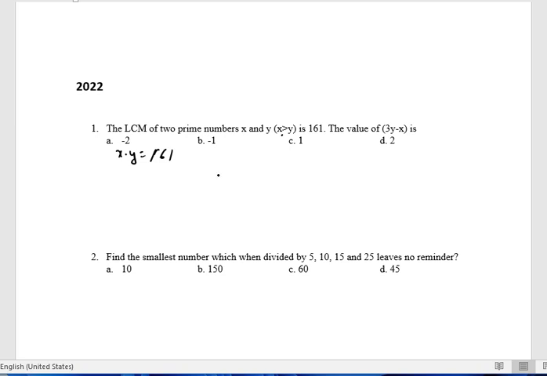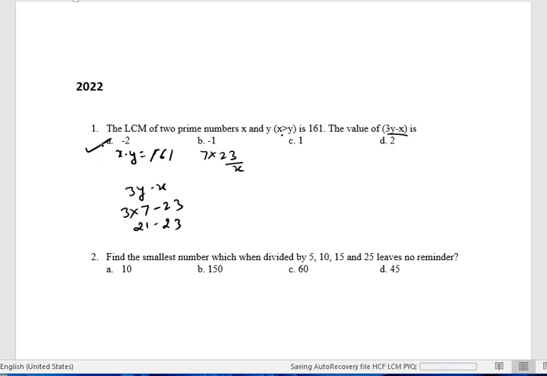How to get this number? 161 can be written as 7 into 23. It goes only in the table of 7. Now, as x is greater, x is 23 while y is 7. So what is mentioned here? 3y minus x. So 3 into 7 minus 23. 3 7s are 21, minus 23 will be what? Minus 2 is the right answer.